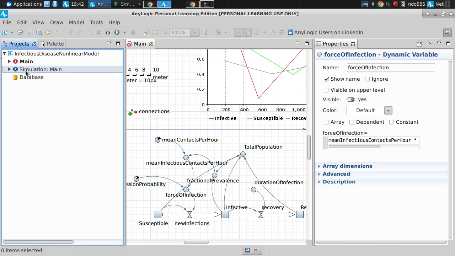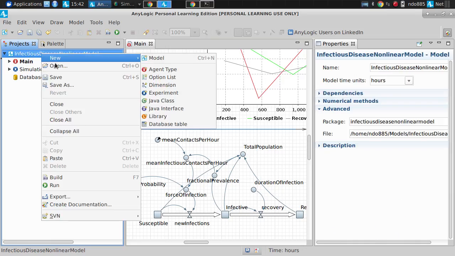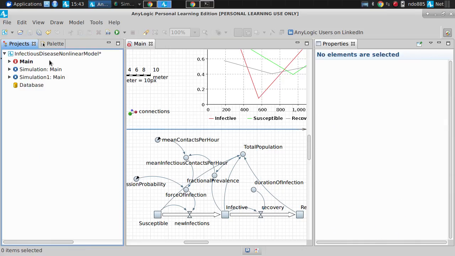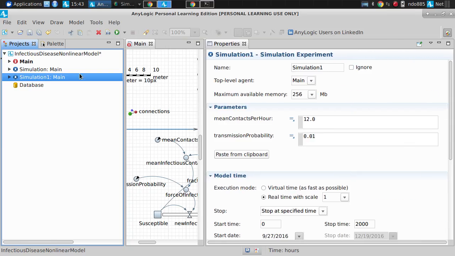Okay, so I'd like you to copy this experiment, and I'd like you to paste it. Here we go. Ladies and gentlemen, I'd like you to paste it down. So how did I do that? I right-clicked here, I did copy, and then I did paste. Good or not? Good.